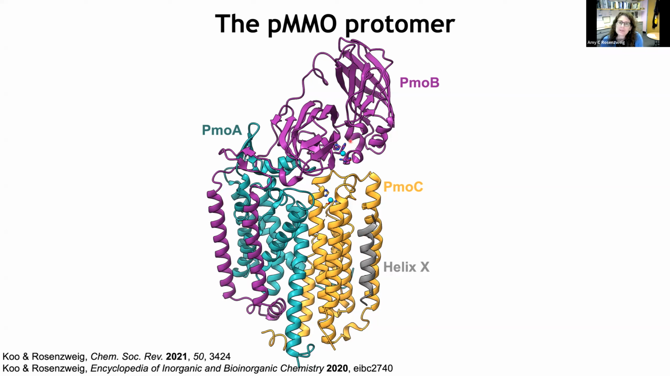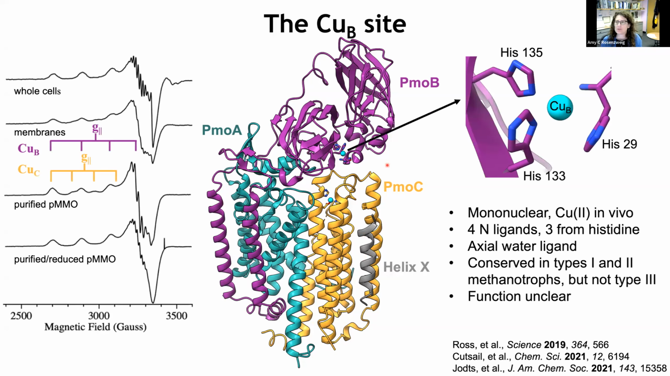So as you see here, we've got some copper ions in this crystal structure. And so the way we've approached this problem is to look at the copper sites that we can see in the structures and think about whether any of those could be the site of methane and oxygen binding, the active site. So the first site I'm going to tell you about right here is what we call the copper B site. It's located in the PMOB subunit, just near the interface with the transmembrane regions.